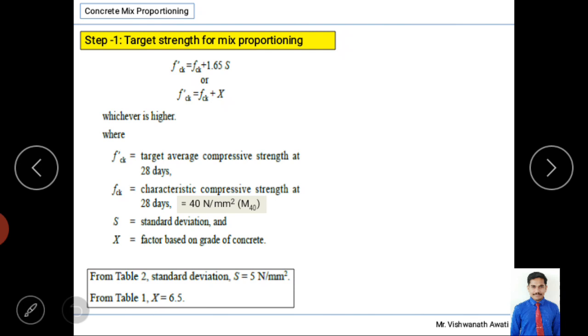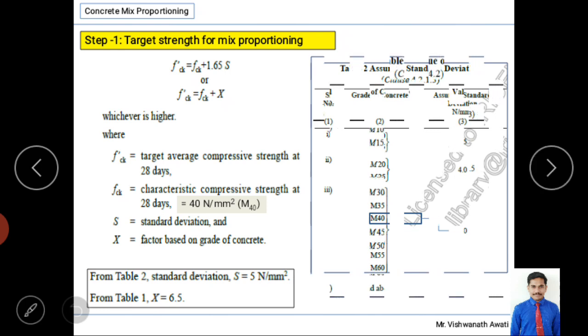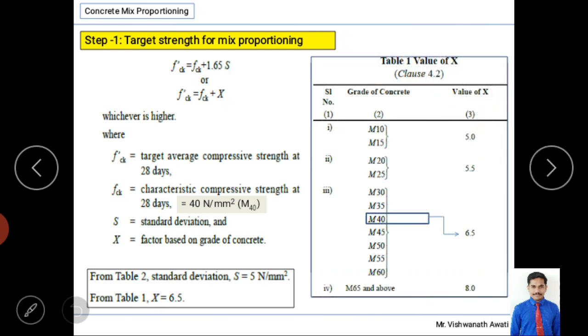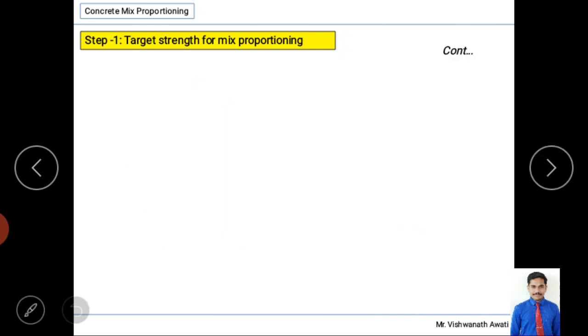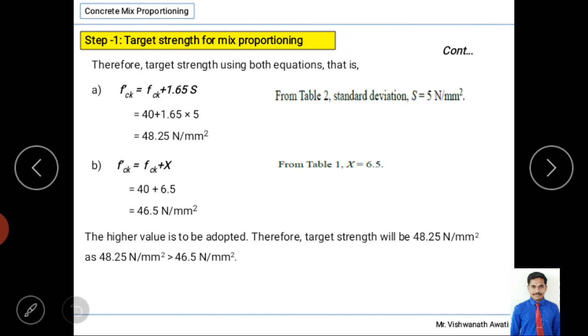Table 2 gives the S value. We have seen from table 2 how to get the value of standard deviation for M20, and for that it is 5. Similarly, the X value for M20 is 6.5. After substituting in the equations we got the values, and the highest value is the target strength, 48.25 Newton per mm square. That's what we have taken as the target strength.